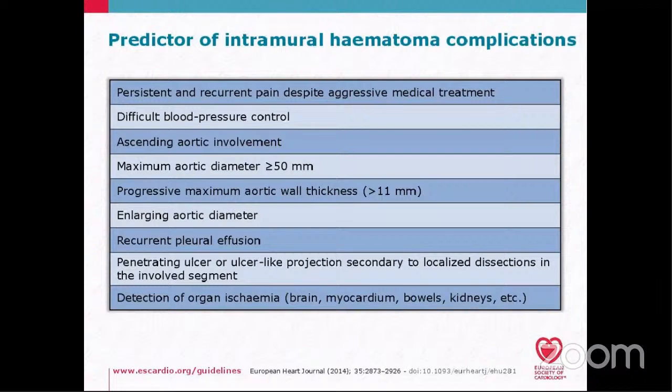Of course, the size of the aortic diameter exceeding 50 millimeters, the progressive thickness of the wall, which means progressive bleeding inside the wall, more than 11 millimeters, the progressively enlarging aortic diameter, the recurrence of the pleural effusion, which is usually hemorrhagic in this case, the penetrating ulcer or ulcer-like projection in a site that was previously known to be a localized dissection, as we said previously, and of course, detection of organ ischemia, whether brain, acute coronary syndrome, bowels, or kidney.